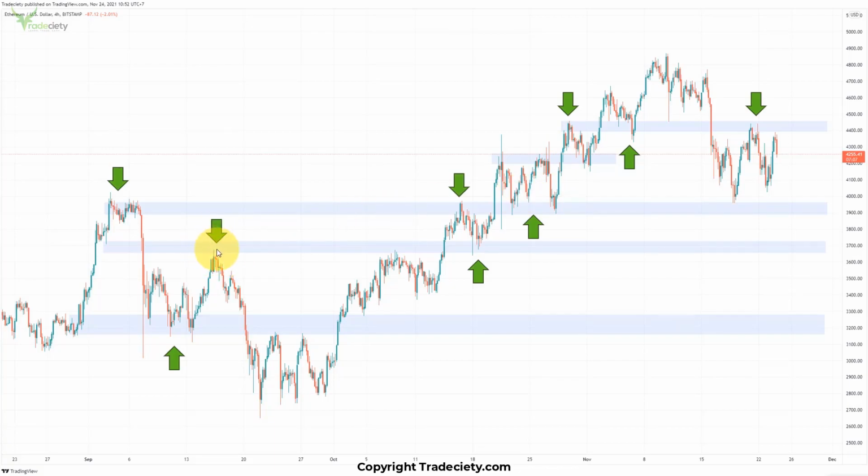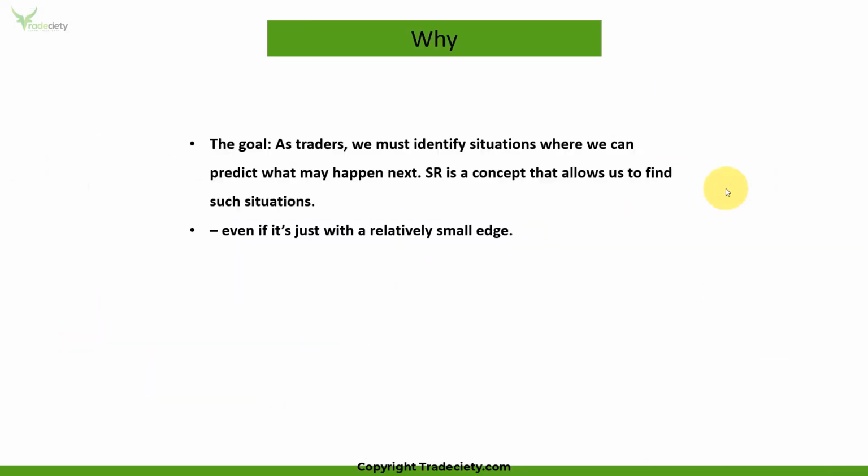Here you can see we have a level again where the market is moving down from. We're coming back into it. We see some reaction and then also from the opposite side. And this is a pattern that's going to repeat itself many times.